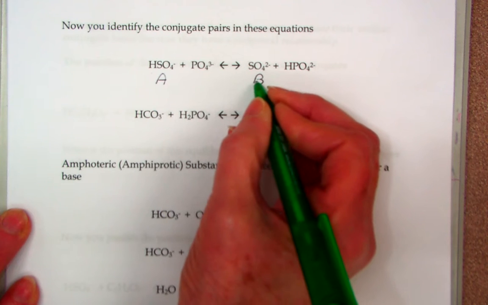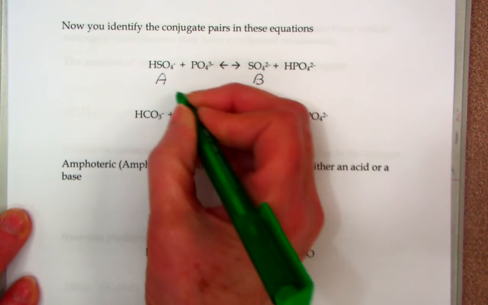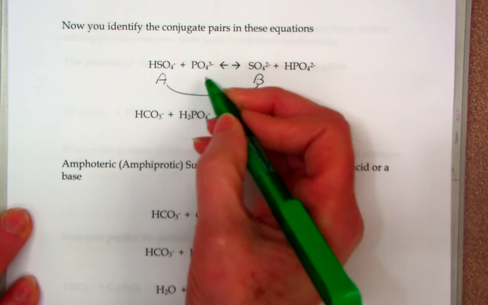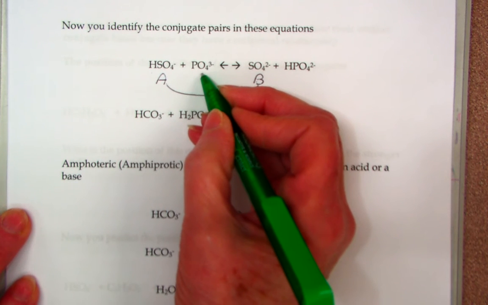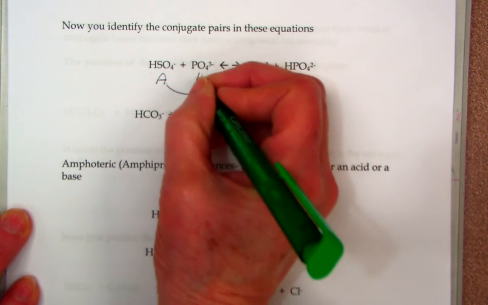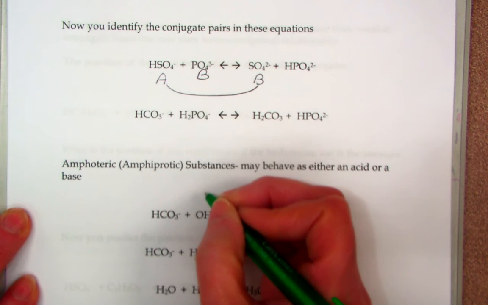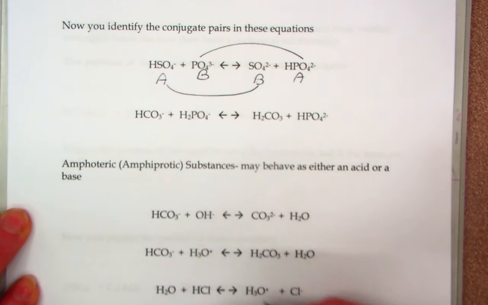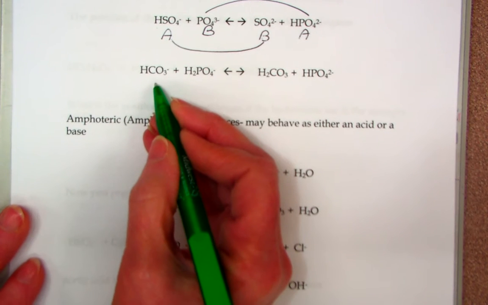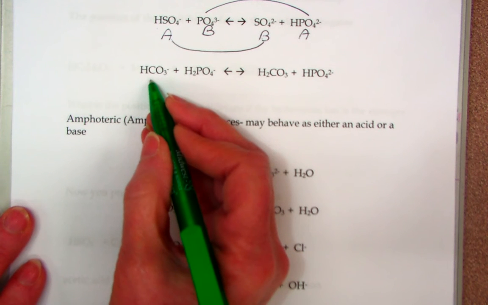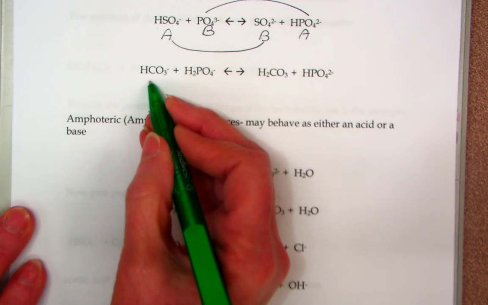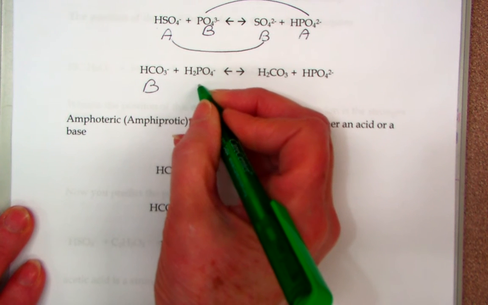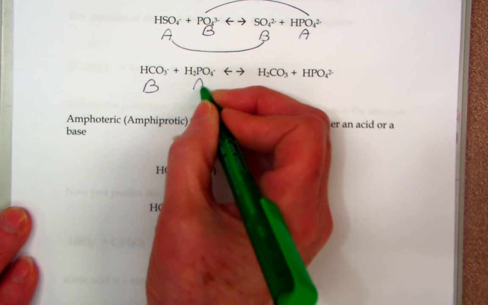Acid-base pairs differ by one proton. Okay? Oh, yeah, that was real different. What is this? A base. And where is its conjugate? This is its conjugate acid. Okay? And how about down here? What is this? It's a base. And what is this? H2PO4 minus. It's an acid.